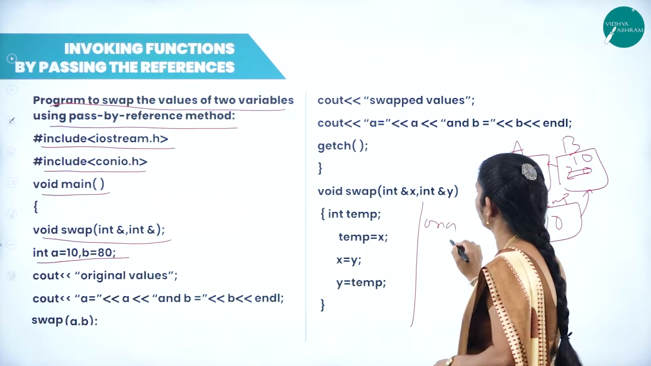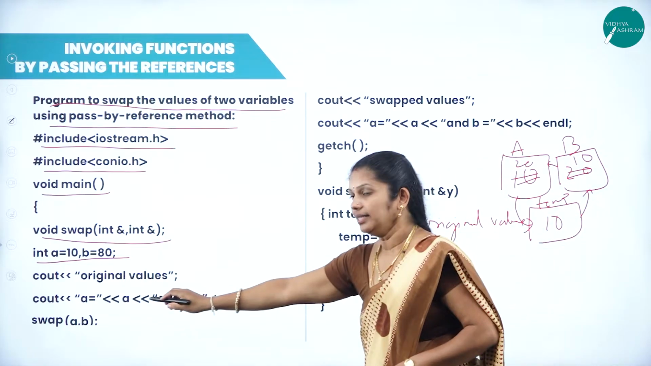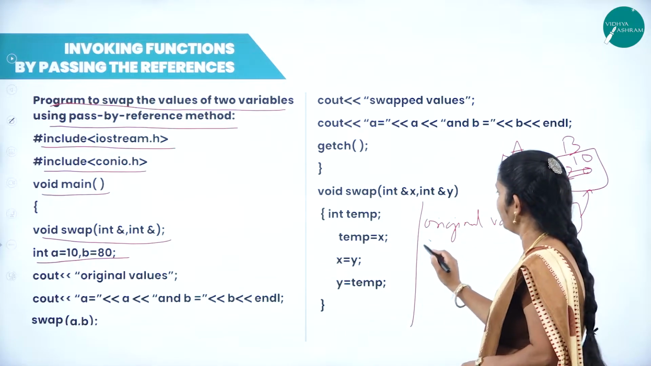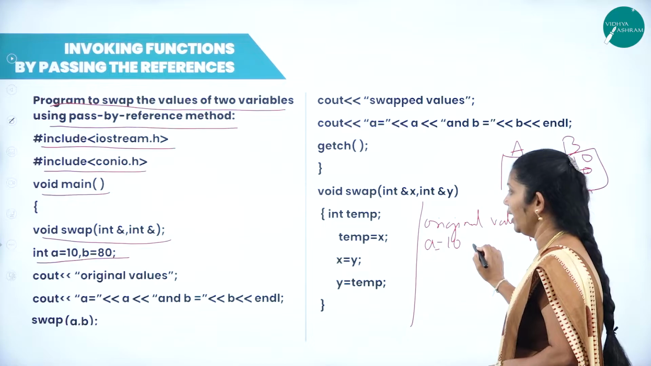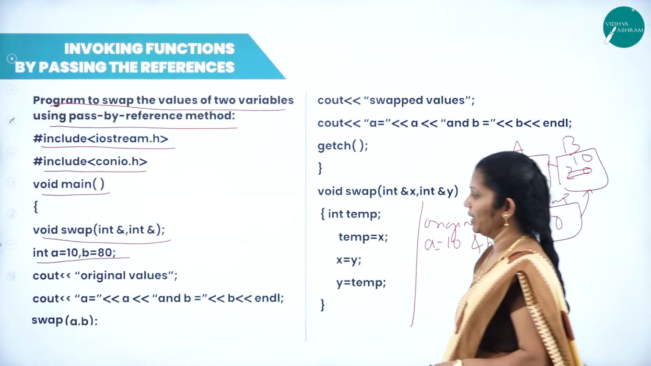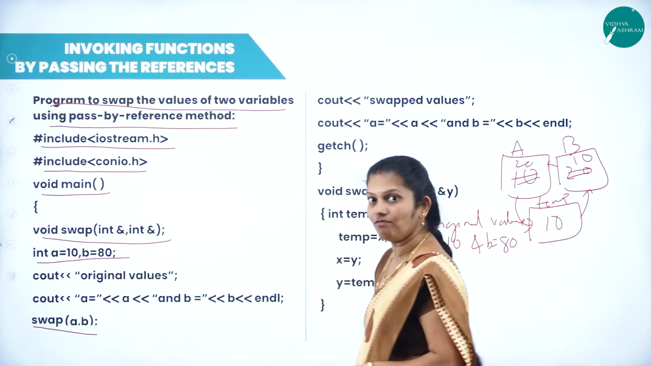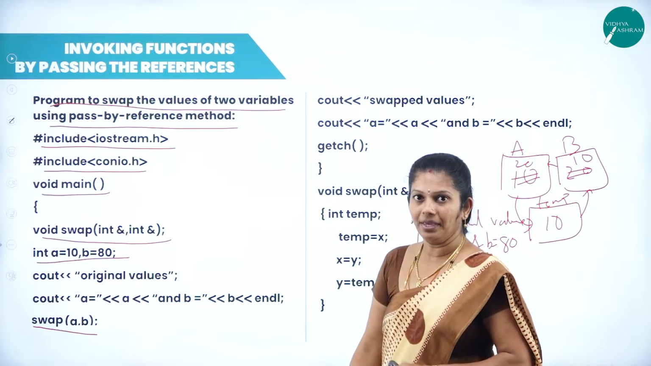Then on the output screen, whatever the original values are, it has to display the original values. Then display the values of A and B: A value here it will display 10 and B value it will display 80, before swapping. Then we will call the swap function. Swap(A, B) is what we have written.